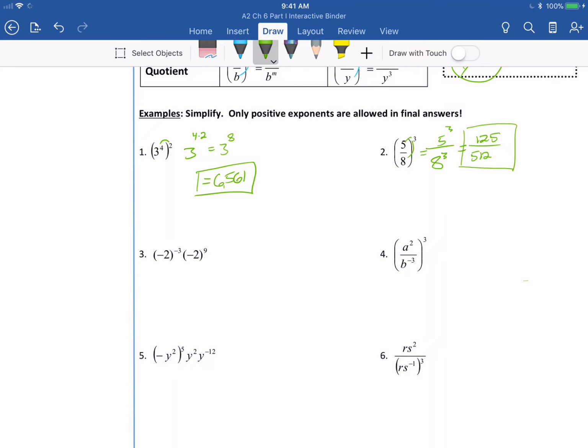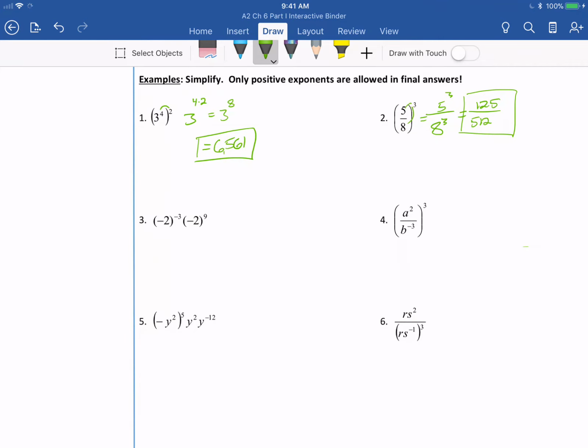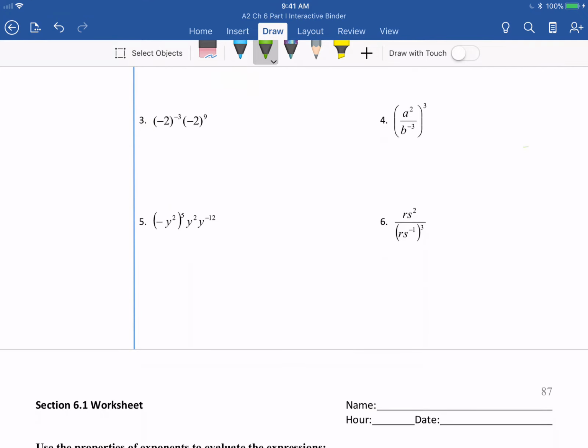We're good there. All right, so number 3, we have a couple negatives. We have negative 2 to the negative 3rd power, and we have negative 2 to the 9th power. So there's a couple different ways you can do this.